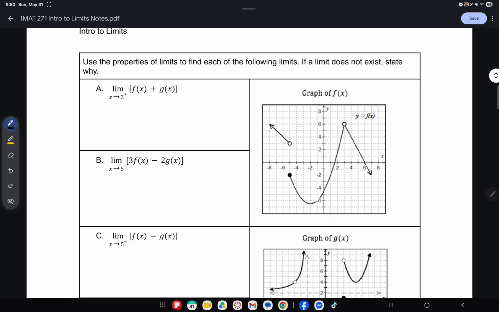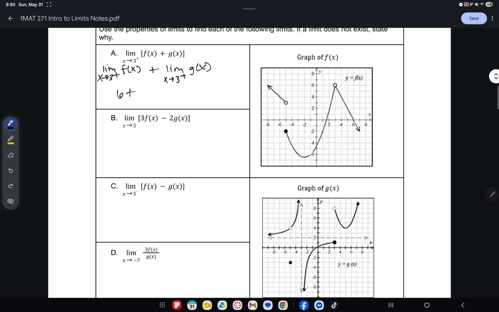All right, so I have a sum. So I can split it up and say, hey, the limit as x approaches 3 from the right of f of x, and then I can add the limit as x approaches 3 from the right for g of x. And then I can find them. So 3 from the right is 6. I got to go to g of x. And I want 3, but from the right, which is 8. And then 6 plus 8 is 14.